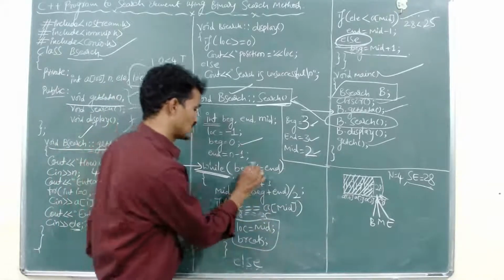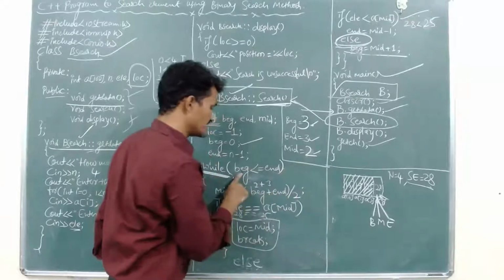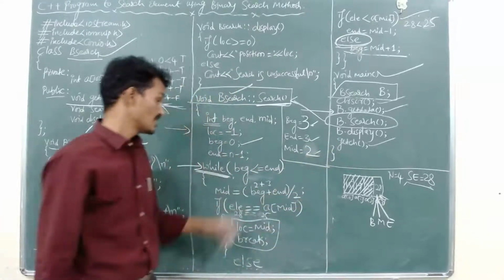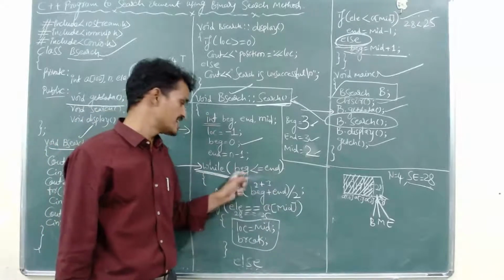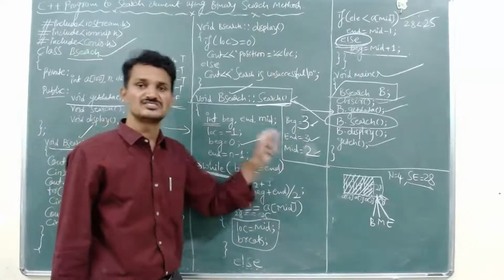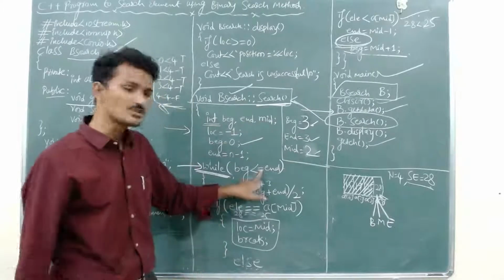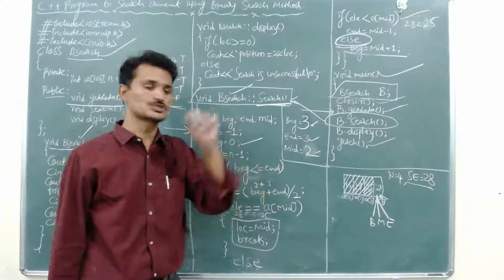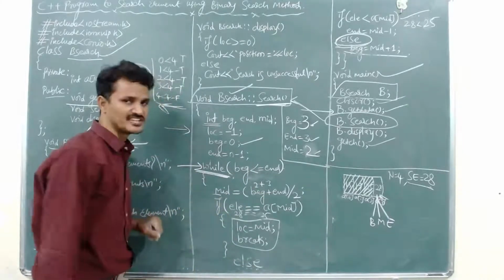I'll just update this middle, let it be 2. Okay. While begin is less than or equal to end, begin is 3, end is 3. 3 is less than or equal to 3. Because of the equal to sign, the condition is true. Condition true means we'll encounter this expression.